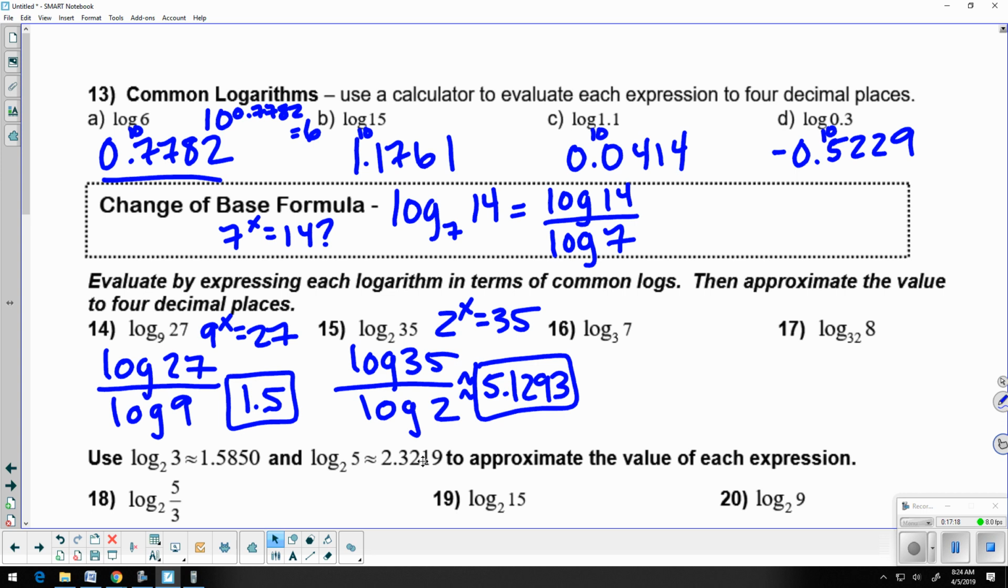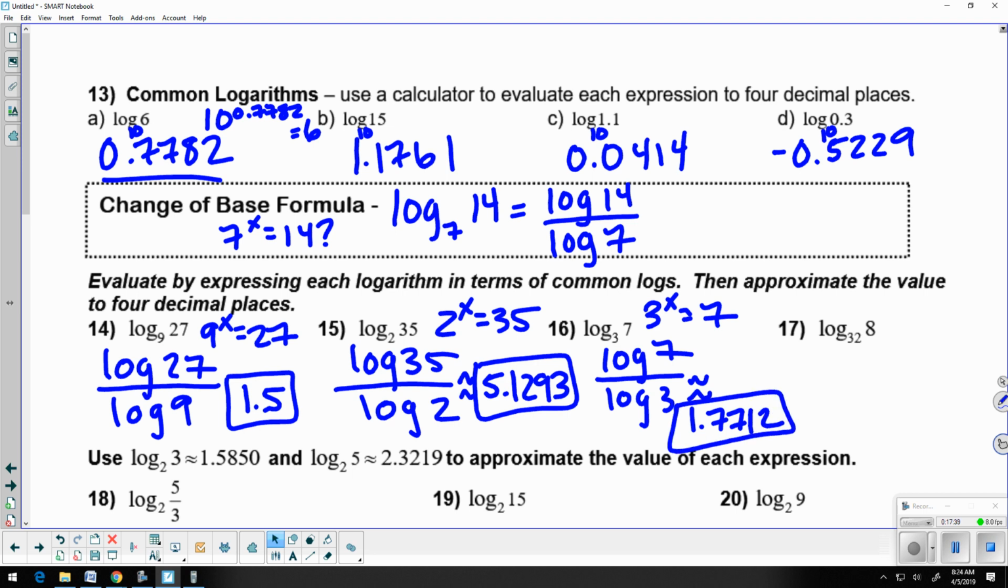Okay. The next one then for 16, again, the question is 3 to what power is 7? So all you have to do is log of 7 and divide it by log of 3. And I'll just go ahead and write down the answer to this one. This should come out to be about, I got 1.7712 is my solution.